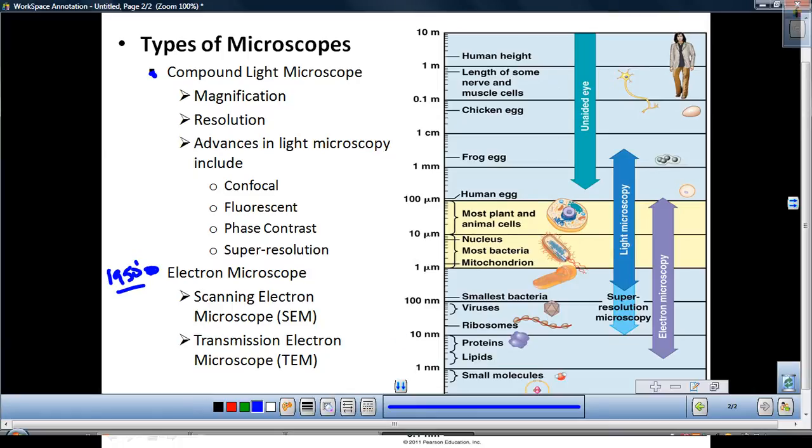So if you look over here on the chart, this is a pretty good graphic where you can see what the unaided eye will allow us to see. If you can see the measurements on the side, these are meters, and then you get to centimeters, millimeters, and then these are micrometers. So our human eye sees a little bit smaller than millimeters, so we are able to see frog eggs, of course bigger chicken eggs, human height, etc. That's with the unaided eye.